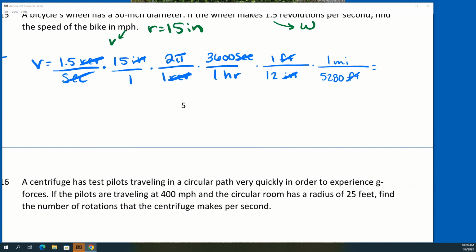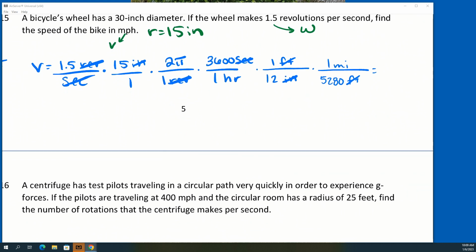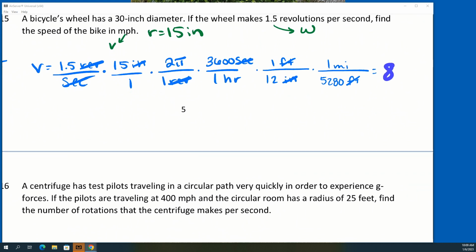Shoot. Messed up. I was going to have to start over. I don't like it. So when I did this earlier, I got 8.03 miles per hour. Is that what y'all got? Those of you that did it? Okay. Okay, a couple more.